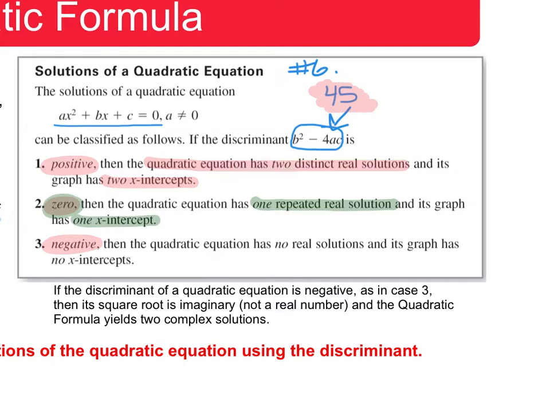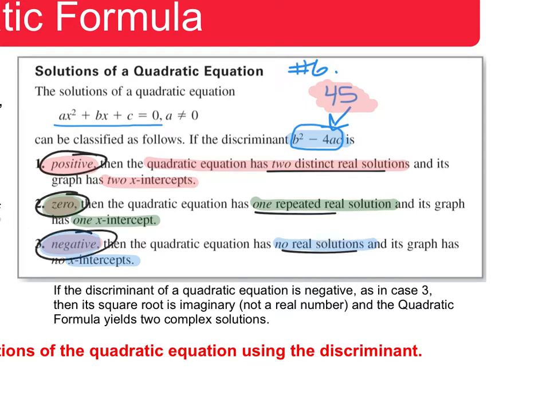And then if you figure out that number and it's negative, that means there's no real solutions. There are complex solutions, which we will talk about later. Those are those imaginary numbers, and the graph has no x-intercepts. So the number under the square root, the discriminant, the b squared minus 4ac, tells us if we have two solutions, one solution, or no real solutions. And that's based off of if it is positive, 0, or negative.